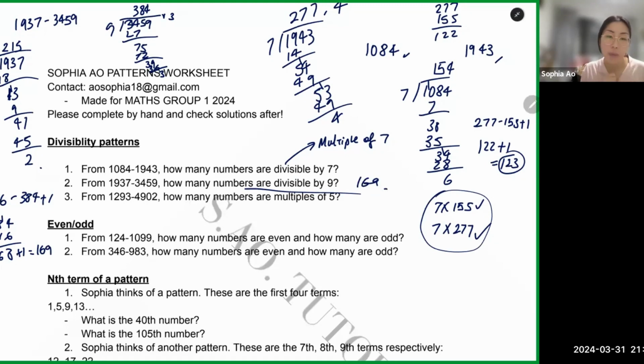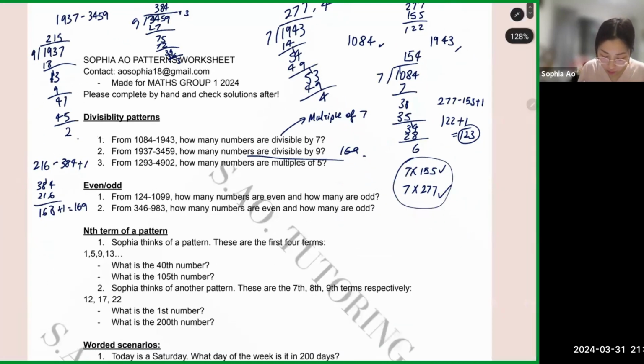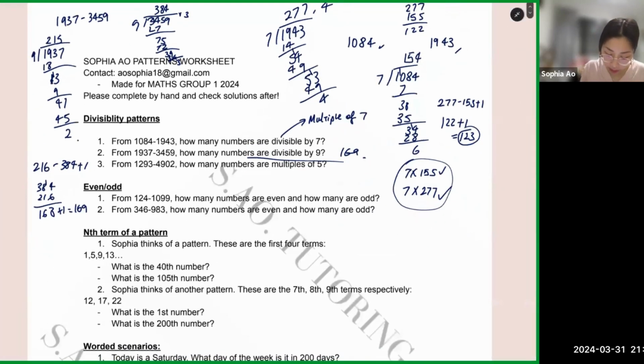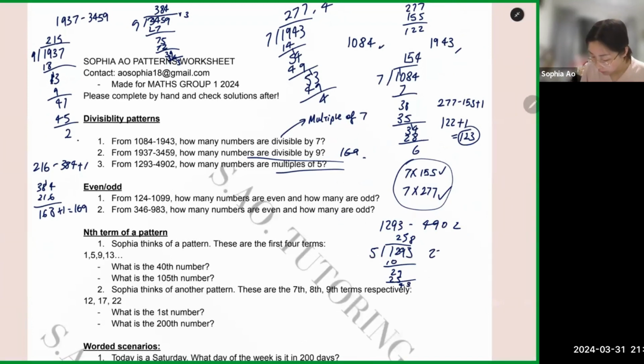Okay, and then I'm going to do number 3 over here as well for everybody. So what we're going to do over here is it's 1293 to 4092 and multiples of 5. So you start off with 1293 divided by 5. 5 times 2 is 10, 29, 5 times 5 is 25, 43. So we're going to have to round up in this case, 259, okay?